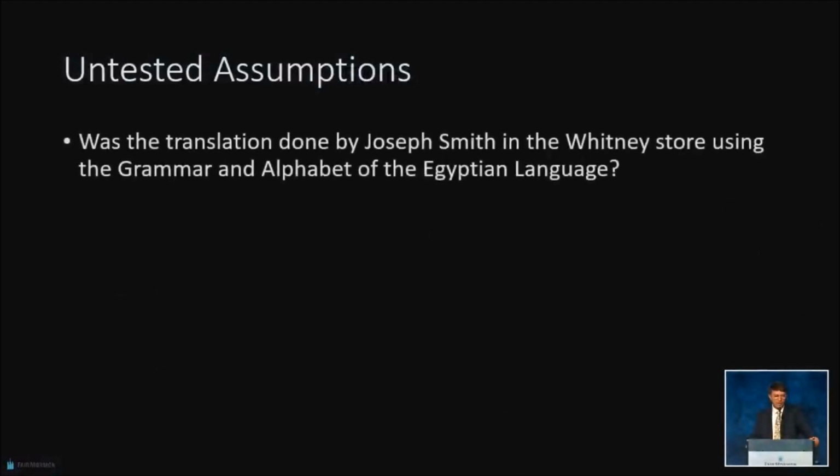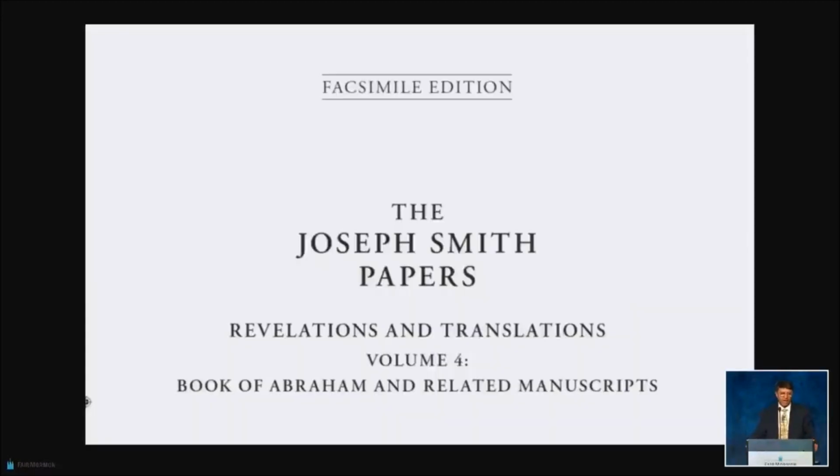So with all of that in mind, let's look at an untested assumption that has to do with the translation of the Book of Abraham. We can phrase this as if we were playing Clue. We can ask, was the translation done by Joseph Smith in the Whitney store using the grammar and alphabet of the Egyptian language? That's the question we're addressing today. And again, if we're going to talk about untested assumptions, the recent Joseph Smith Papyri project, Revelations Volume 4, is a very, very valuable tool, and in a moment I'll show you just how valuable it can be, but it also has some assumptions in it.